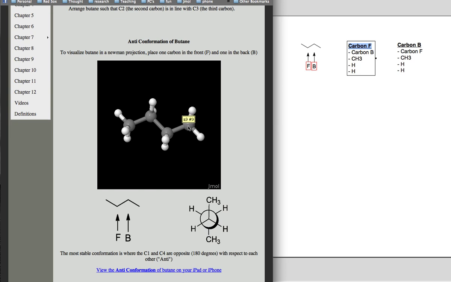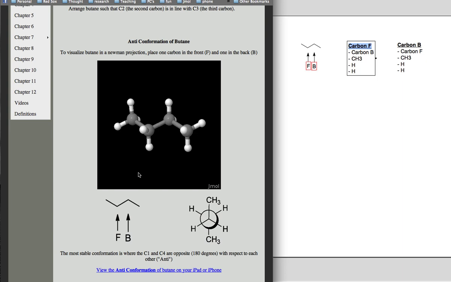A Newman projection places one carbon in front of another. In this case, we're arbitrarily going to choose this second carbon as the front carbon and the third one as the back carbon. If we were to match that up with a three-dimensional structure, we could match it such that this is the second and this is the third.